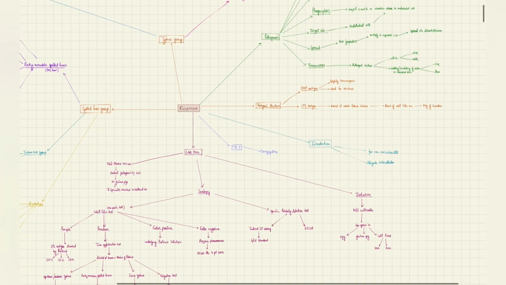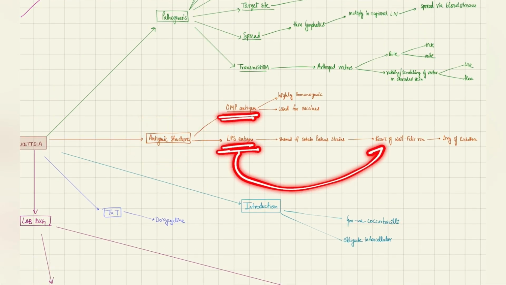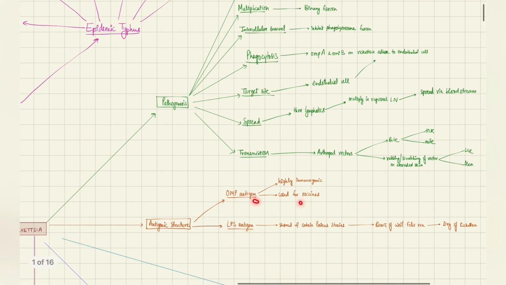So let's quickly recap. These are gram-negative coccobacilli. Antigen structure: we have OMP antigen and LPS antigen. LPS antigen is the basis for Weil-Felix. OMP antigen helps in the pathogenesis, and also in vaccine preparation.